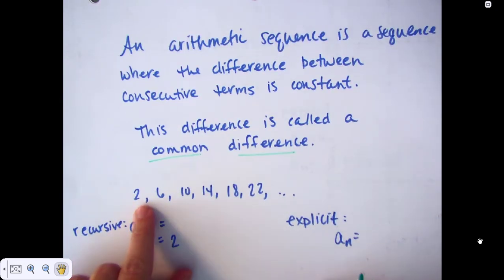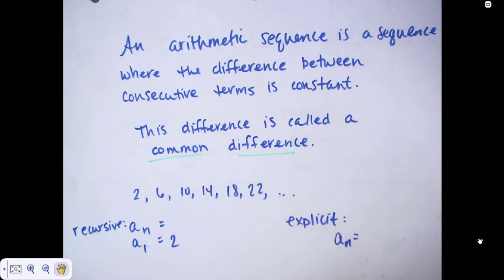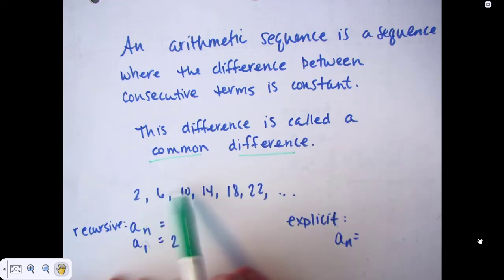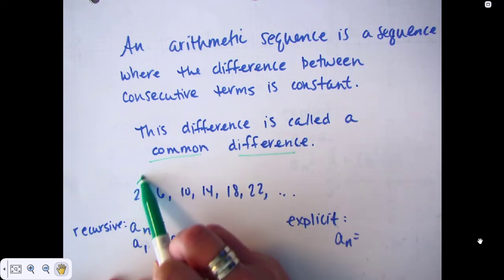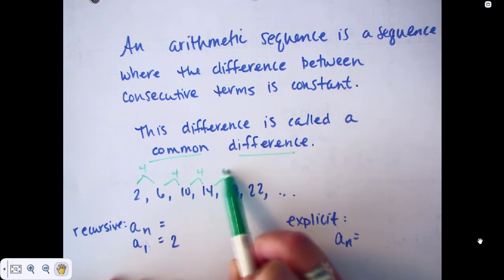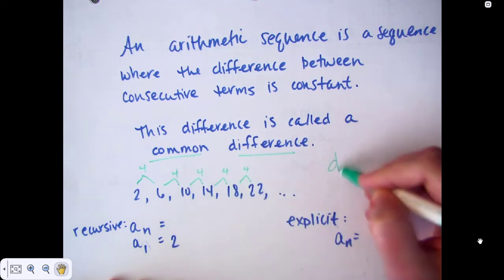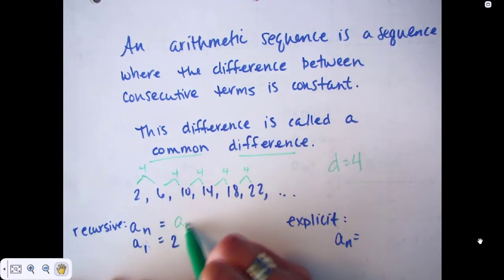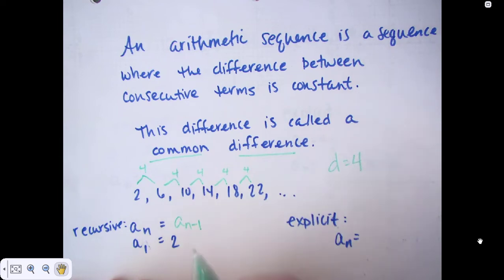So in this sequence, 2, 6, 10, 14, 18, 22, we can write a recursive version of it, or we can write an explicit version of it. If we do the recursive version, remember the recursive is always based on the previous term. So what's the change happening here? Is it a common difference? The difference between those two is 4, the difference between those two is 4, and so on. So the common difference is 4. So what you would do, a sub n minus 1 plus 4 would get you the next term.